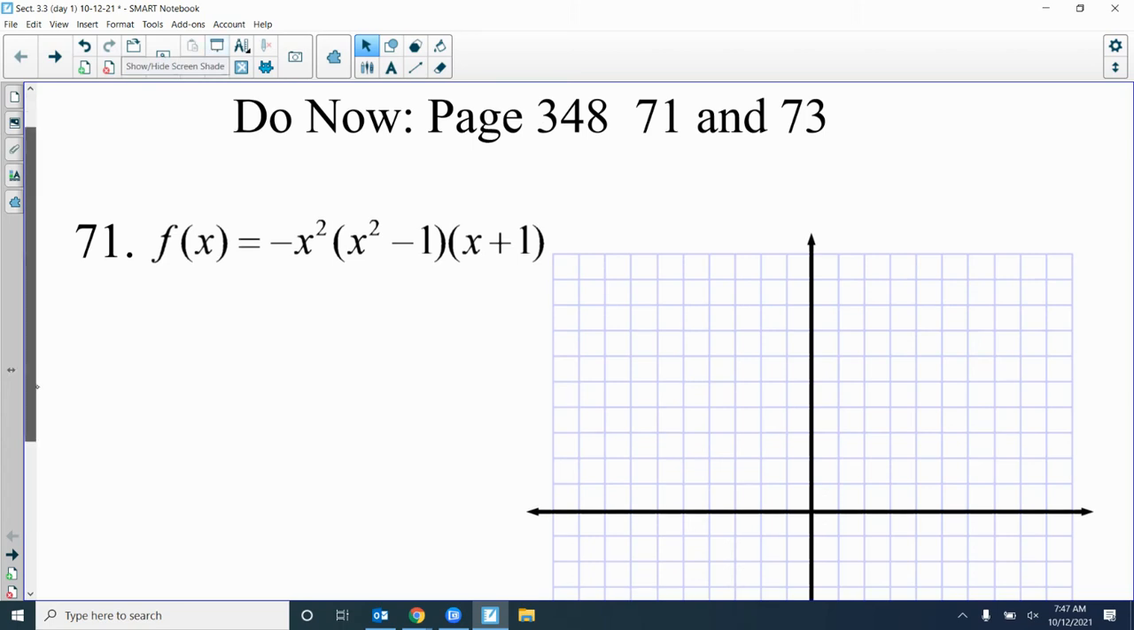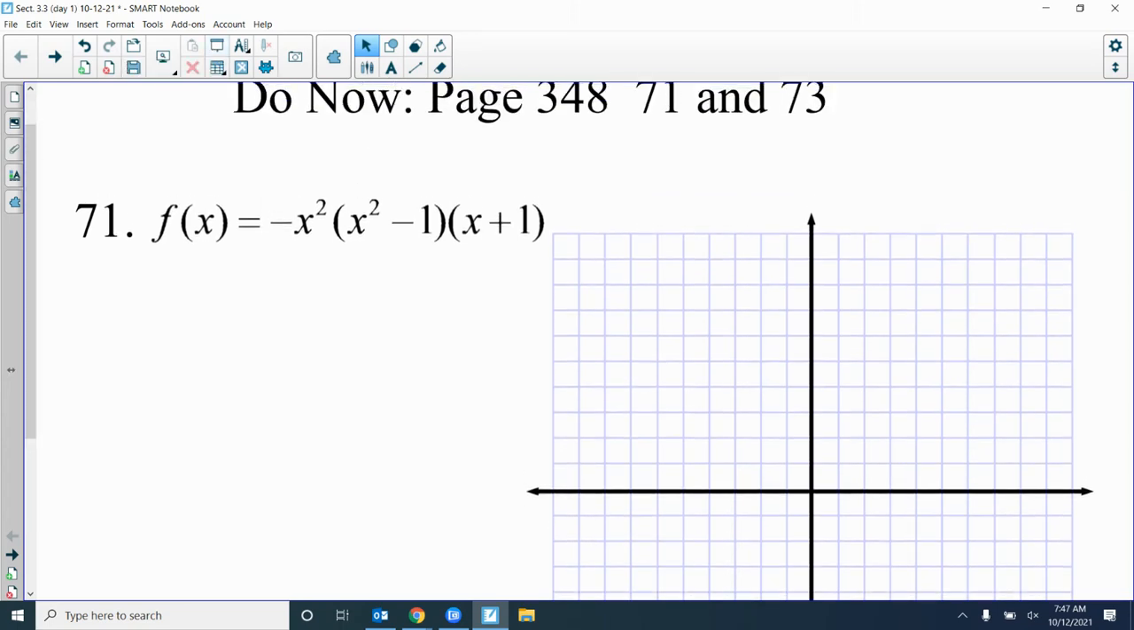All right. What do we got to do with this one here? This x squared minus 1. What happens with that? Okay, does that give us any zeros? It does. Okay, where does that equal to?